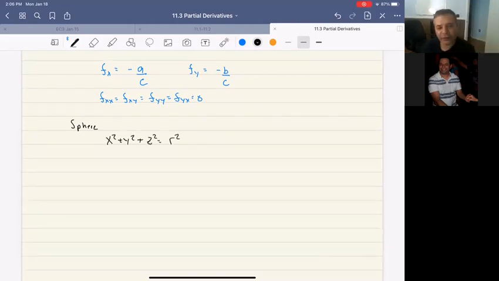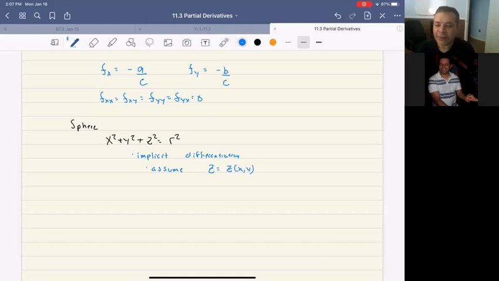Let's say we have x squared plus y squared plus z squared equals r squared. Now, what we're going to do is what you may remember as implicit differentiation. Okay, so when we do implicit differentiation, we assume a dependence. So we assume that z equals a function of x and y.